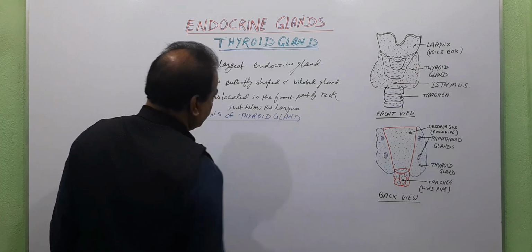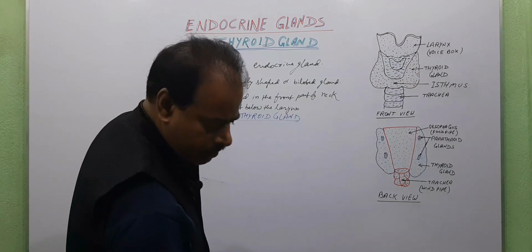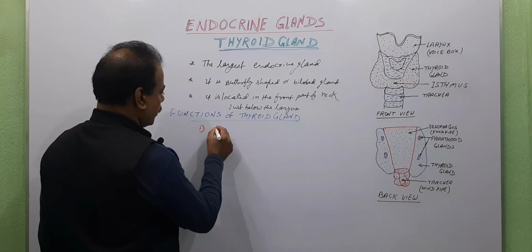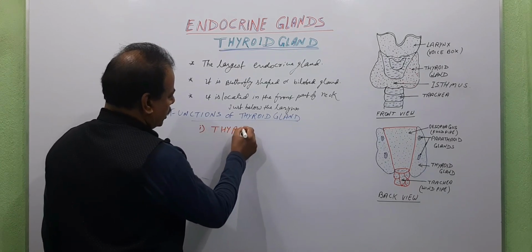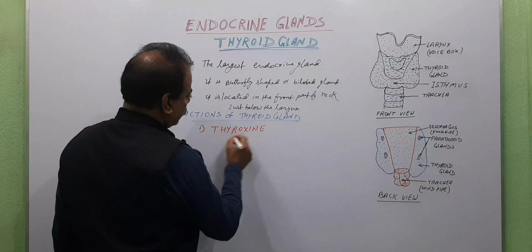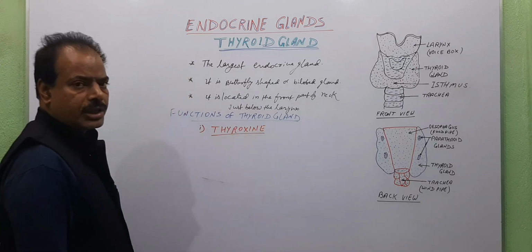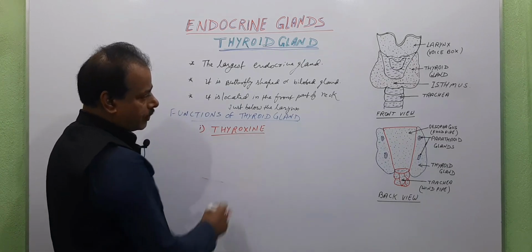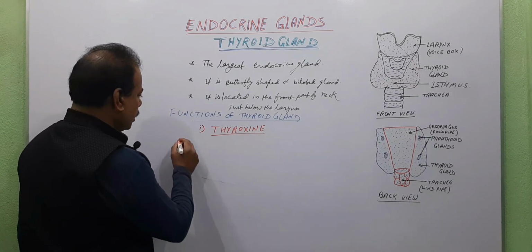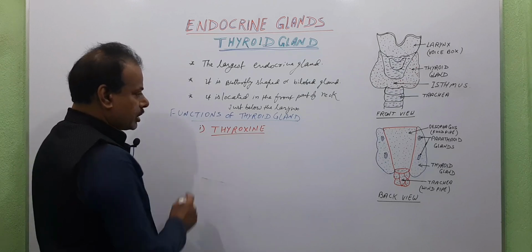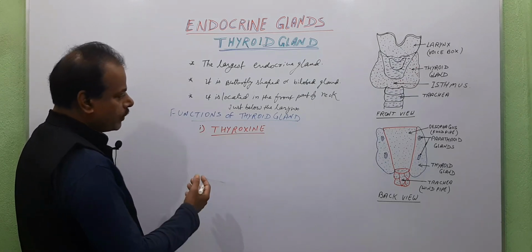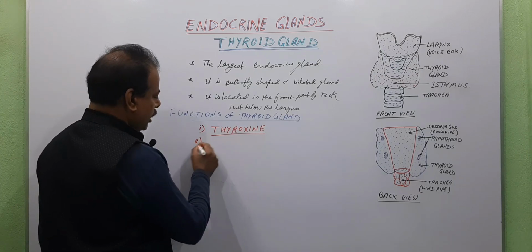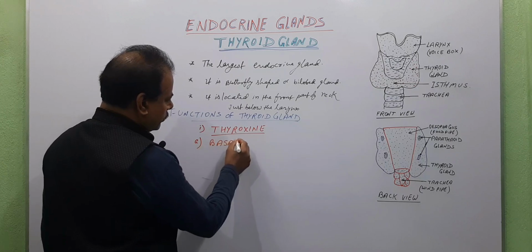So thyroid gland secretes 2 different types of hormones, and these hormones are known as number 1 thyroxine, and second is calcitonin. So thyroxine hormone is secreted from the thyroid gland, and it helps in various activities in the body. So what are the functions of thyroxine? Functions of thyroxine. It helps in basal metabolism.